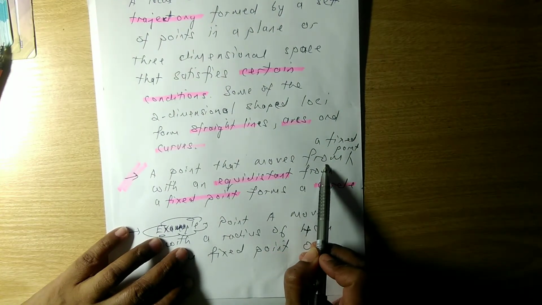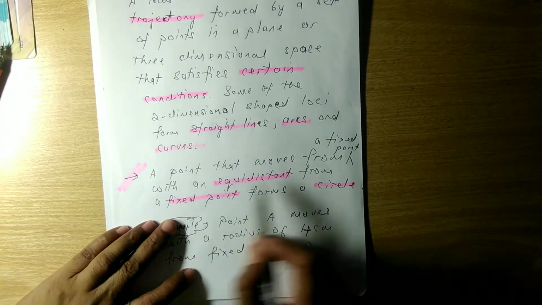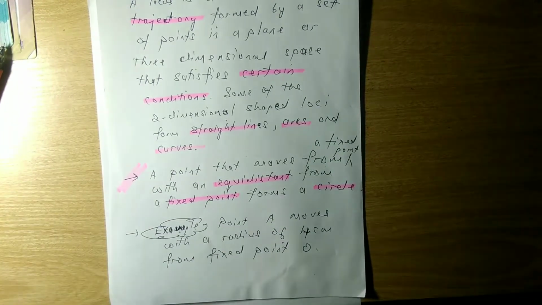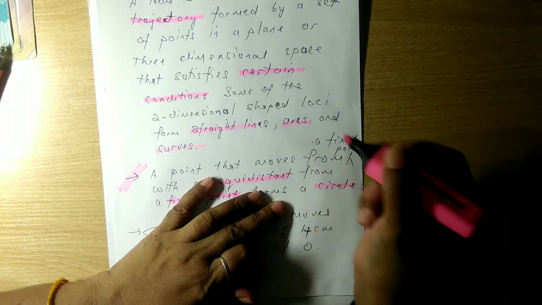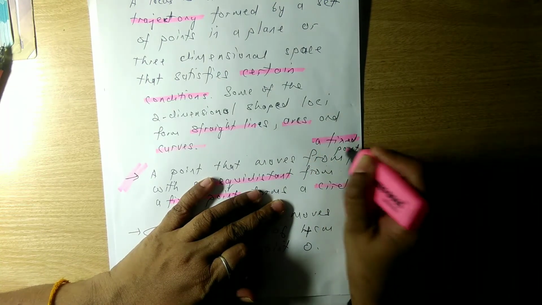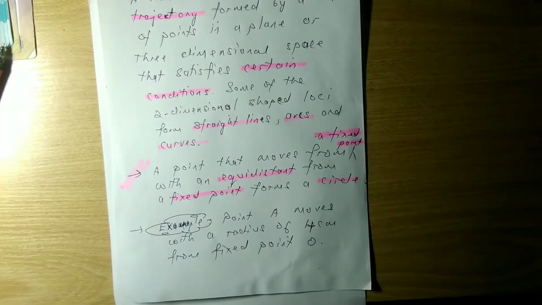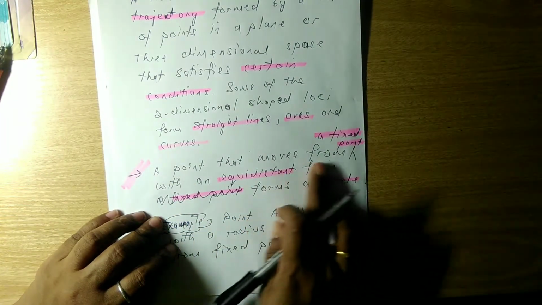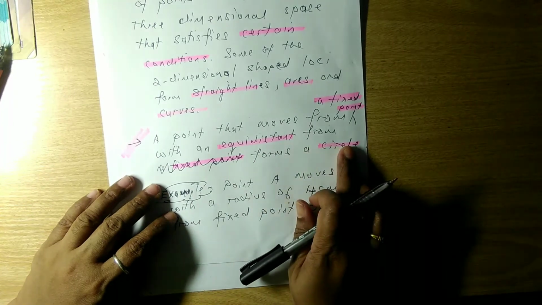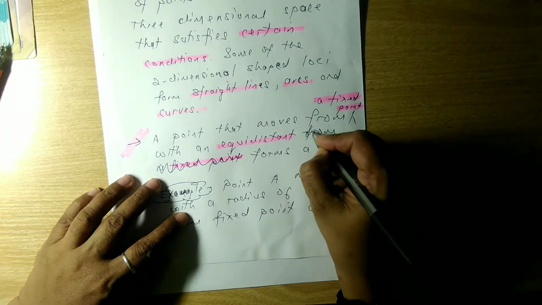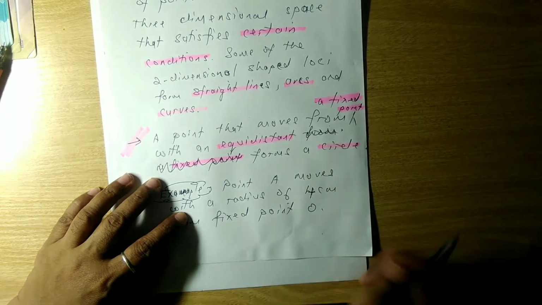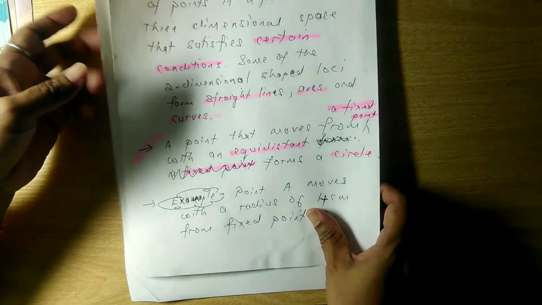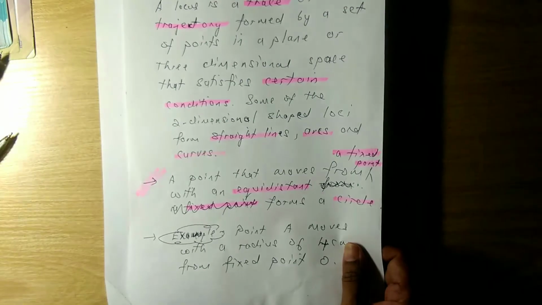From a fixed point, the fixed point is here. I'll cancel this. So it moves from a fixed point with an equidistance, forming a circle. So this is one example, the first type of locus.